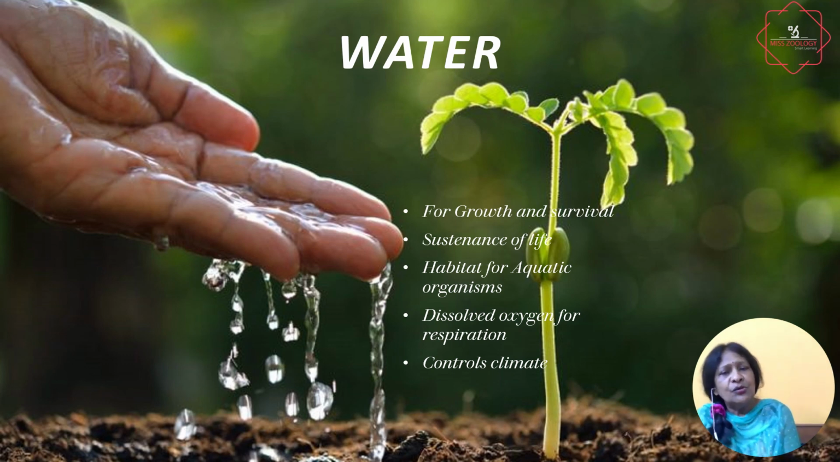Water is also an important abiotic component of the ecosystem. Water is necessary for growth and survival of all organisms. Sustenance of life depends on water. Water makes habitat for a large number of aquatic organisms. The dissolved oxygen in the water is used by aquatic organisms. Water can control the climate of a place too.